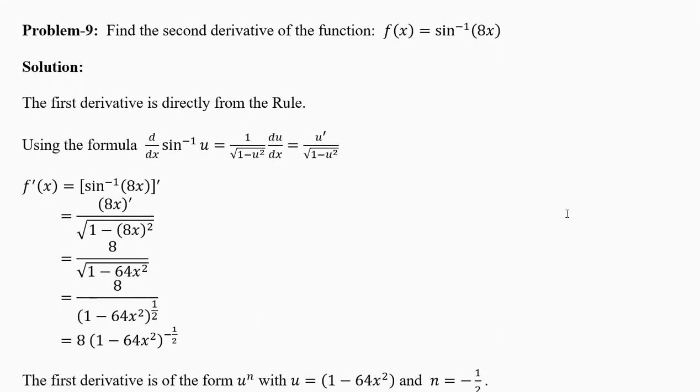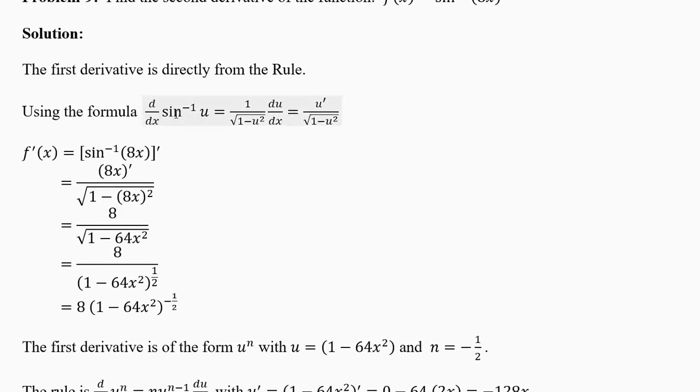Now, next question. Find the second derivative of the function f of x equal to sine inverse 8x. I did tan inverse before sine inverse this time because we have the square root in the sine inverse derivative. In the tan inverse derivative, there is no square root, whereas in the sine inverse, we have the square root. You will see why I did it in that order.